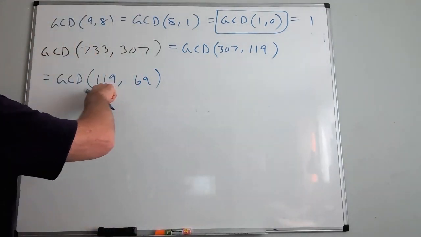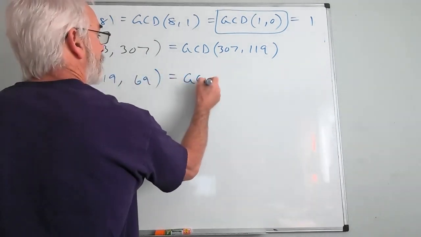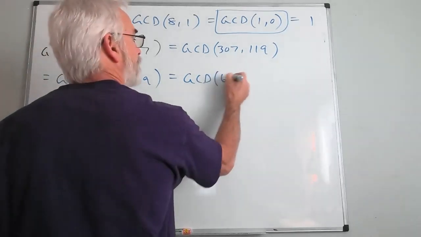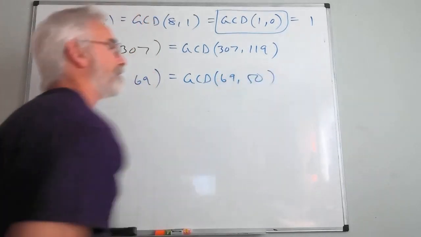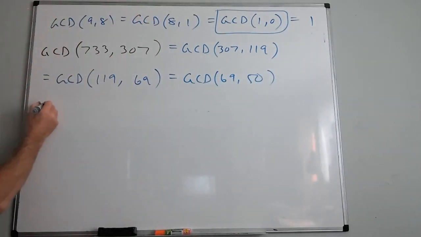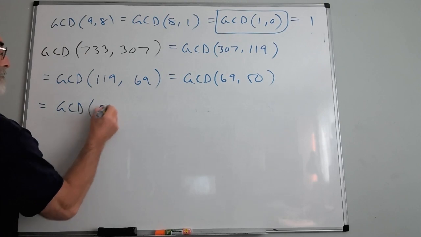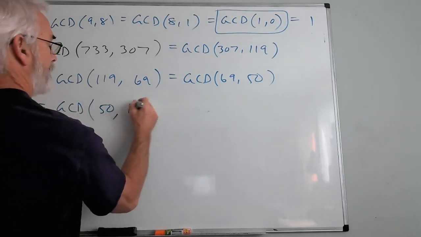69 clearly goes into this once, and I believe we can all see the remainder will be 50, so 69, 50. Again, we can see that 50 goes into 69 exactly one time, and that will have a remainder of 19.